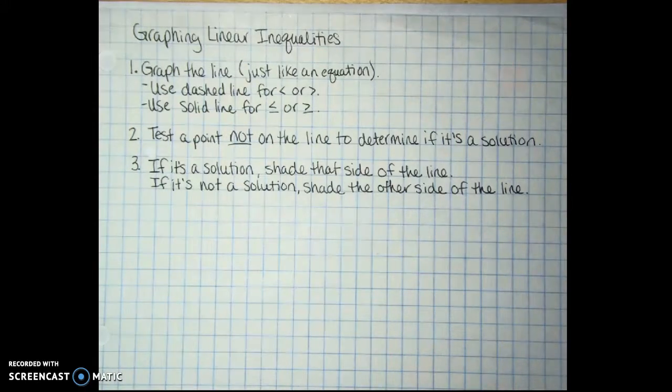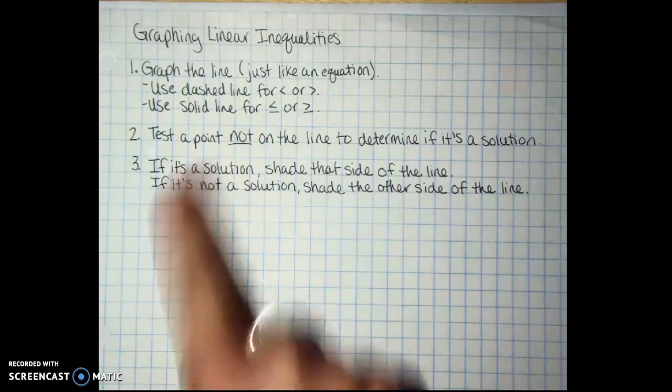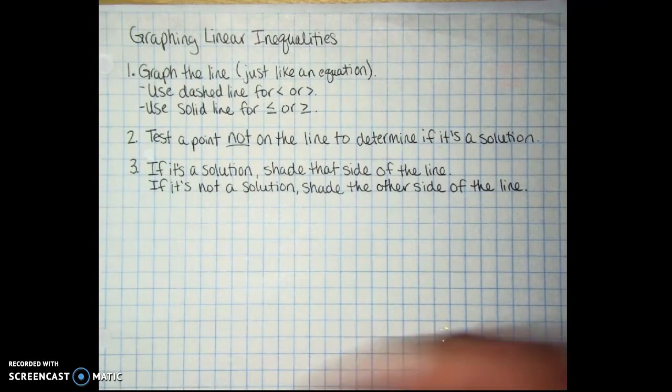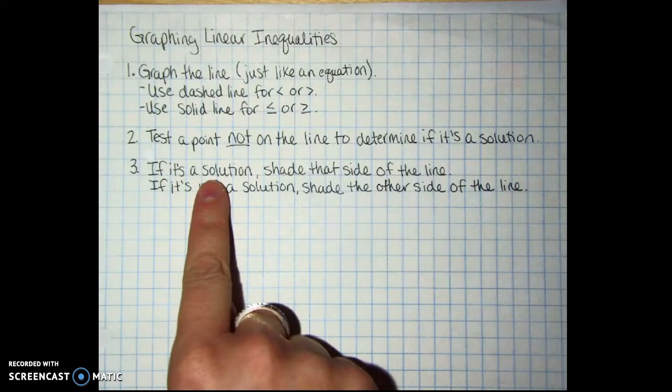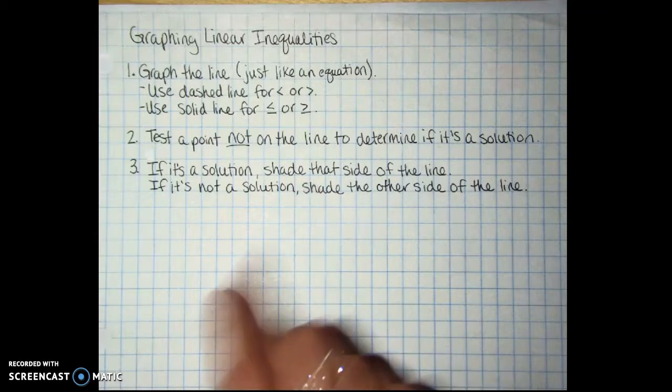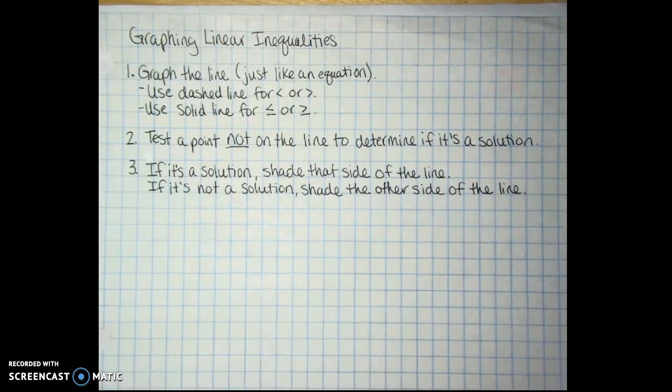After we graph it, then we find a point to test, and by doing that, we'll plug it back into the inequality and see if it works or not. If it works, meaning it's a solution, just like in the bell ringer, we'll shade that side of the line. And if it's not a solution, then we will shade the other side of the line.